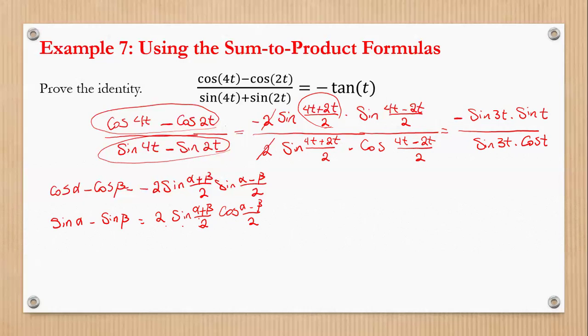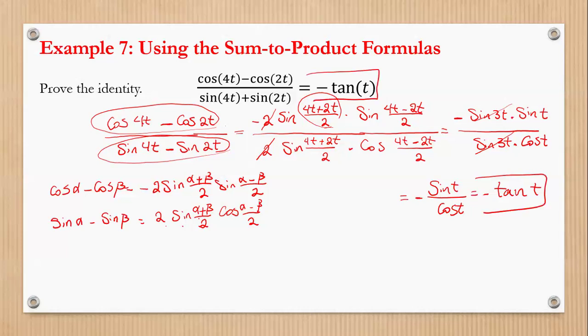Now, when I look at this as a whole fraction, I can see that I can cancel the sine of 3t by the sine of 3t, because right now everything is just multiplication. And when you have multiplication or division, you can easily cancel. What's left for us is just negative sine of t on top and cosine of t in the denominator. And I know that sine over cosine of the same angle is always tangent. Negative tangent of t, and that's my right side. And I'm done. We proved this identity.